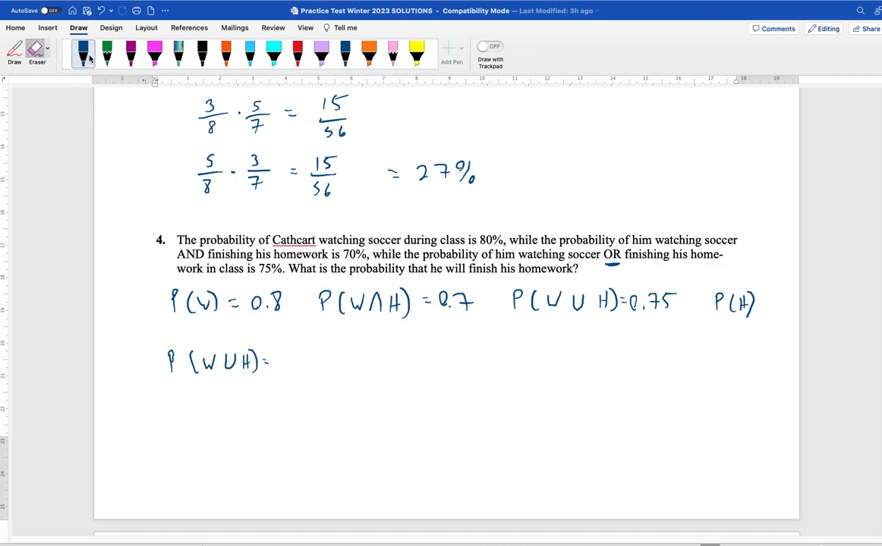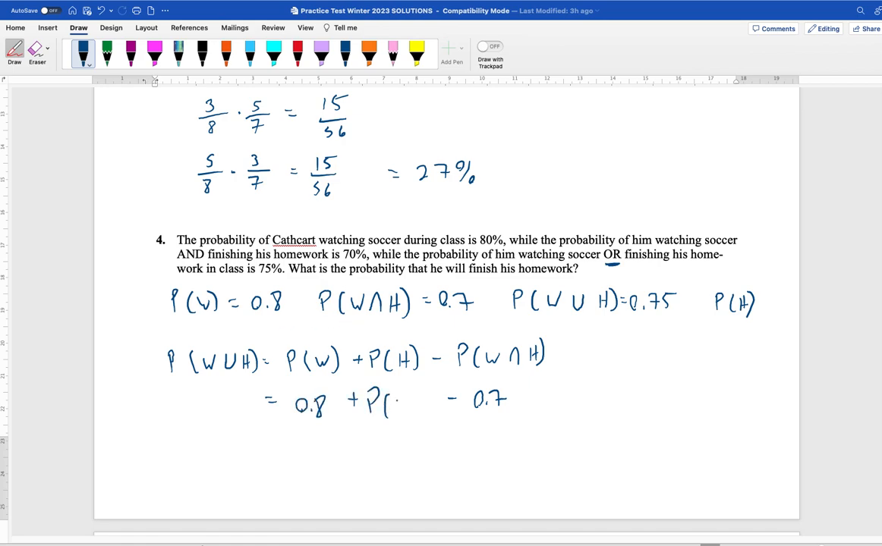Erase that. Times the probability equals probability of watching soccer plus the probability of doing his homework minus the probability of watching and homework. So we plug in our numbers here. And is, where's my and? 0.7. The probability of watching soccer is 0.8.